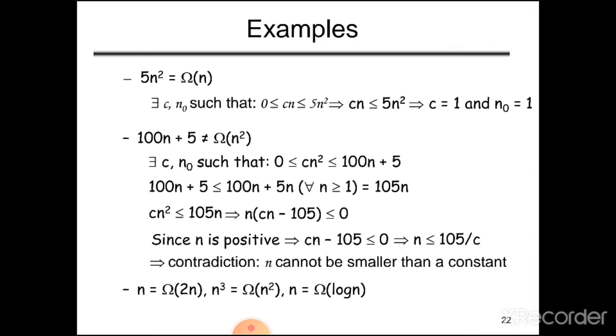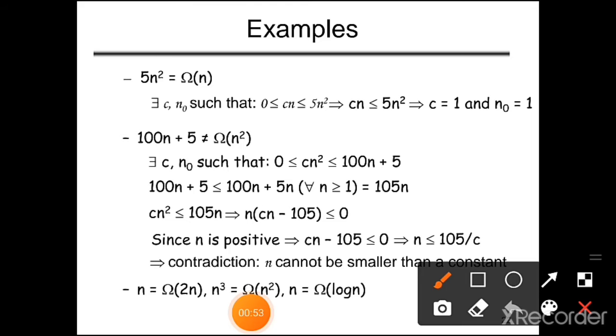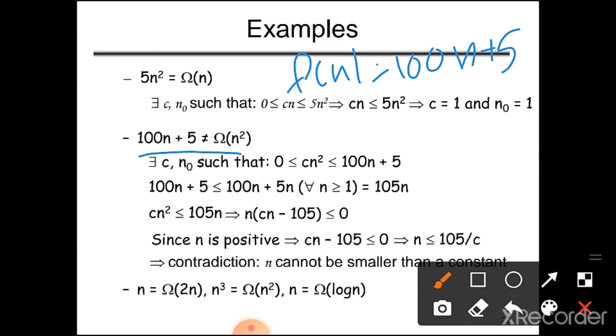Okay, next problem is: 100n plus 5 is not equal to omega of n square. So our function f of n is equal to 100n plus 5 and g of n is equal to n square. So assume that we need a condition such that 0 is less than or equal to c n square. Here it is c into n square less than or equal to 100n plus 5.